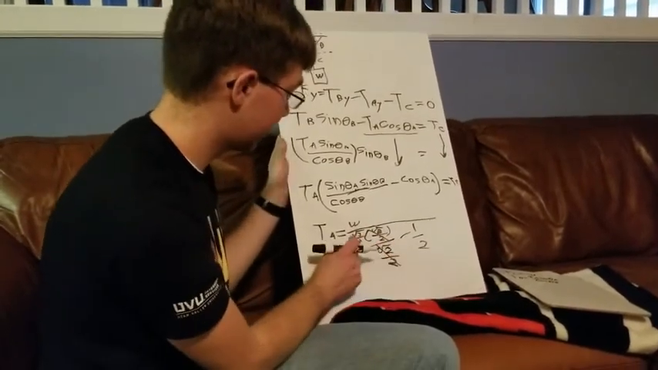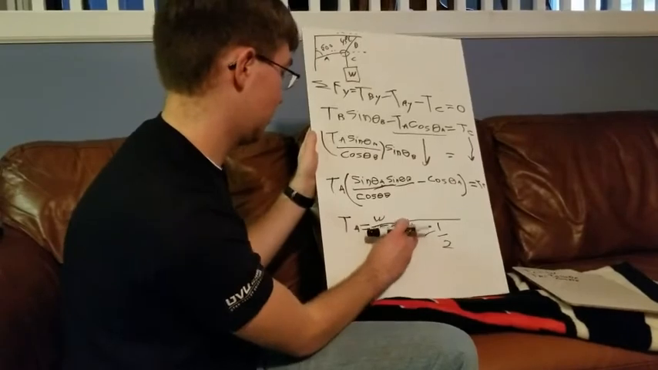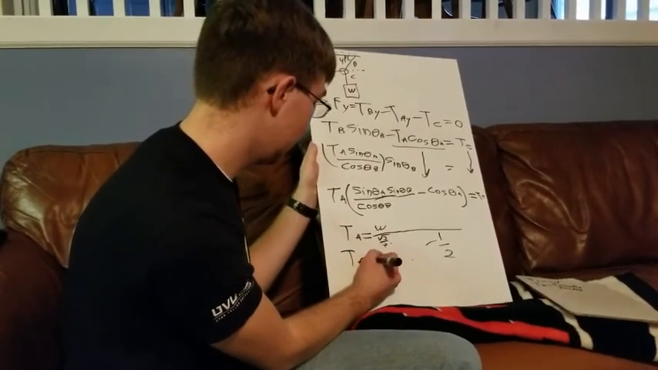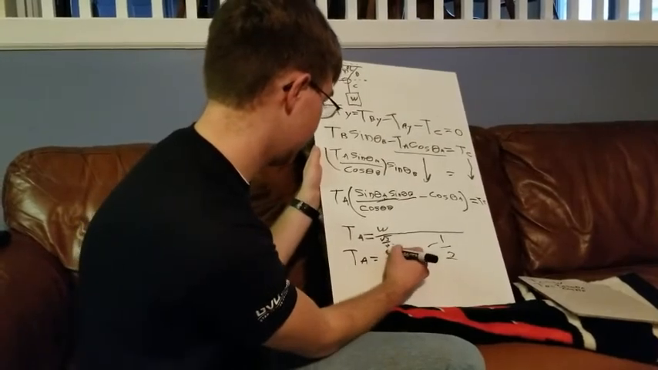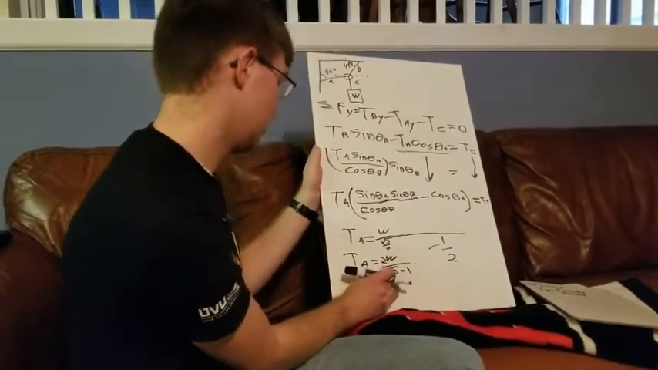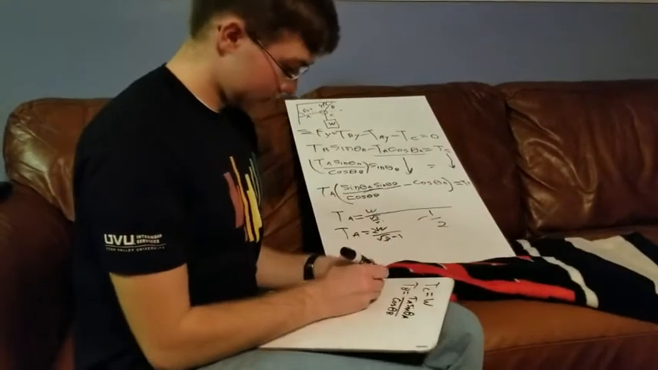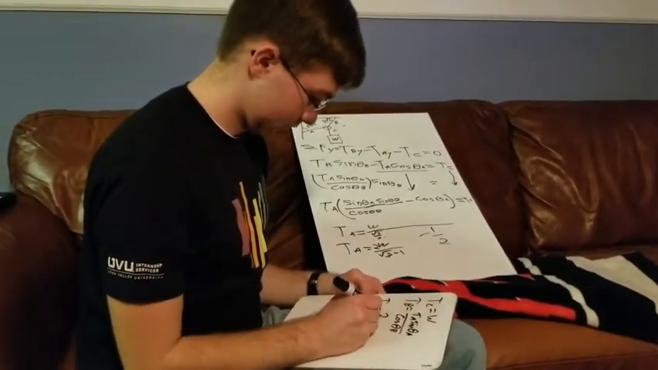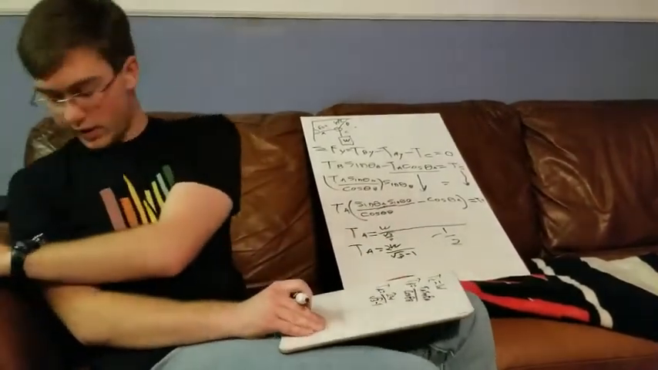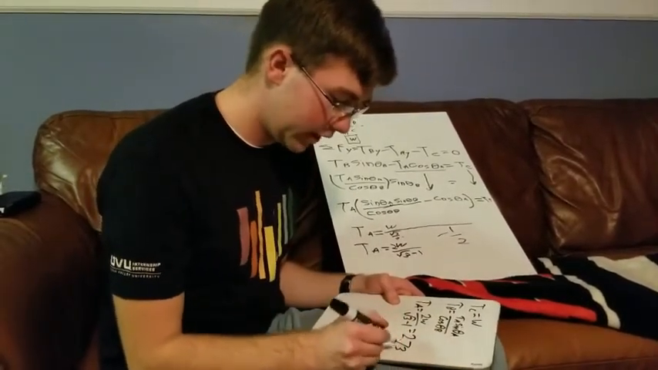So square root of 2 over 2, those can cancel out. I can multiply all the terms by 2, which gives me that tension A equals W over square root of 3 minus 1. Sorry, this is 2W over the square root of 3 minus 1. If I enter that into the calculator, that would give me that tension A equals 2.73 W.